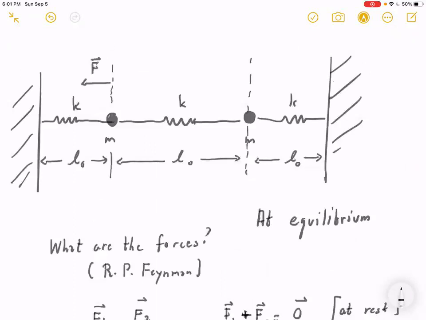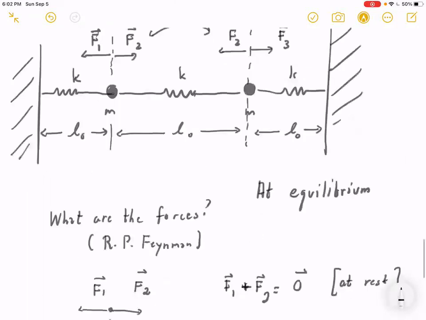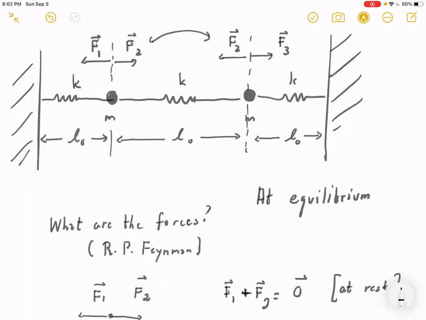So note here a very interesting point. The first mass sees a force due to the first spring, sees a force due to the second spring. The second mass sees a force due to the third spring, but it sees a force due to the second spring, which is identical to the force that the first mass sees due to the second spring. There's one spring connecting these two masses. So F2 and F2 are the same vectors, they're just pointing in opposite directions. Again, a force depends upon a spring.